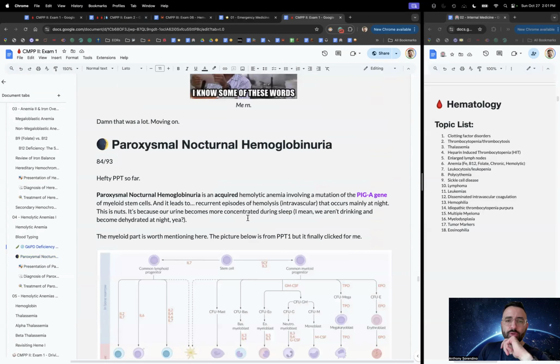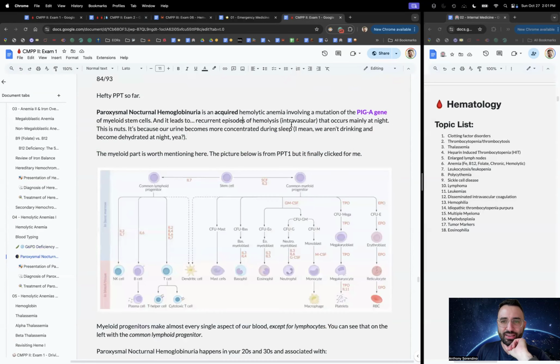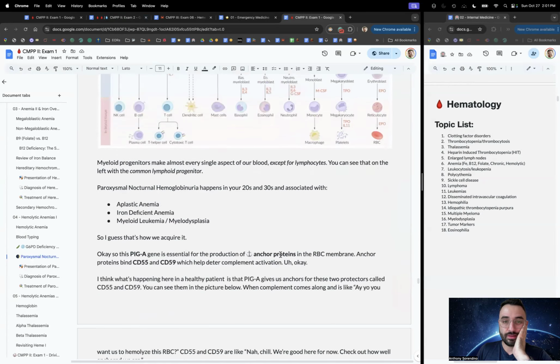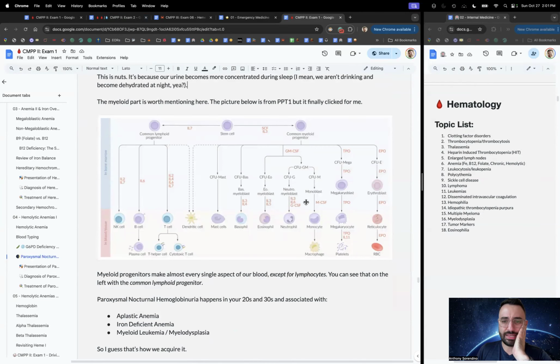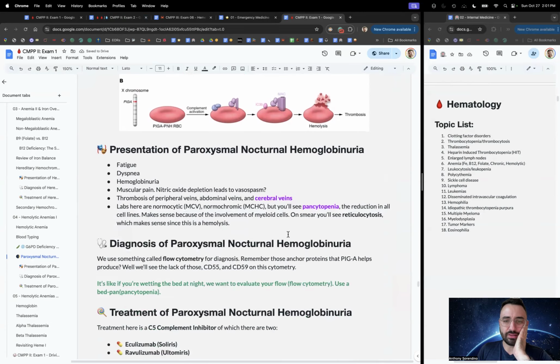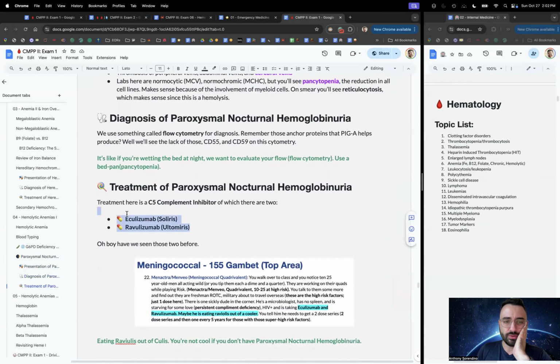Paroxysmal nocturnal hemoglobinuria is an acquired hemolytic anemia involving a mutation of the PIG-A gene. Oh, okay. And it leads to recurrent episodes of hemolysis that occurs at night. It's because our urine becomes more concentrated during sleep. That's crazy. So these are the anchoring proteins that normally keep complement away. Complement comes and is like, hey, do you want me to destroy this? And it does. You can use something called flow cytometry, and you can use these antibodies.